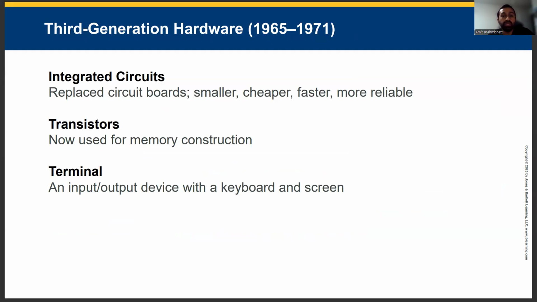Third generation hardware, from 65 to 71. The big breakthrough here was integrated circuits, placing many transistors on a single chip, which made machines smaller and cheaper, faster and more reliable. Terminals with keyboards and screens improved interactivity. You can think of this as the beginning of the modern system architecture. Enough performance density to run more sophisticated operating systems and languages, and enough interactivity to support time sharing and multi-user workflows.